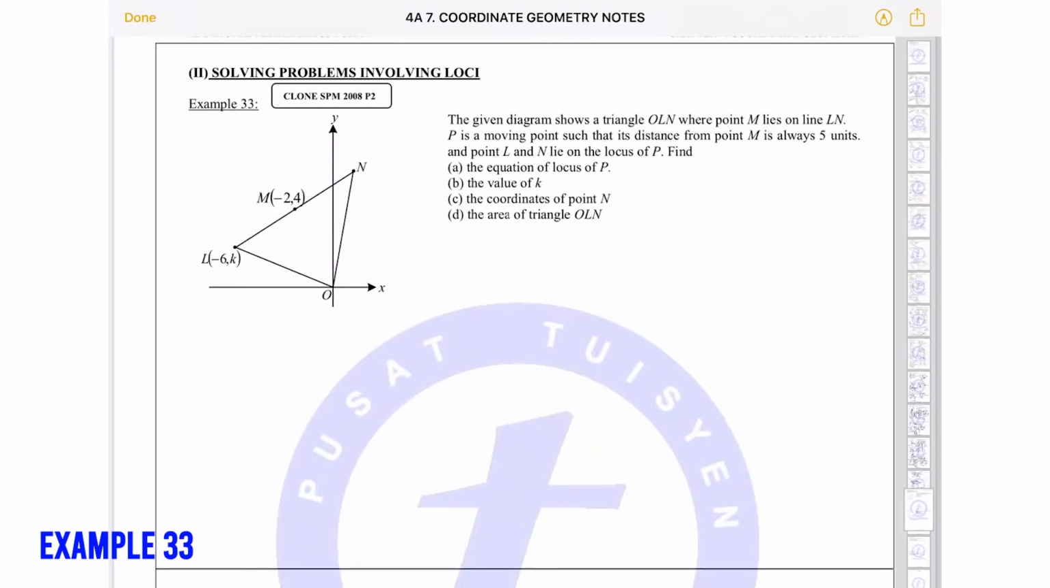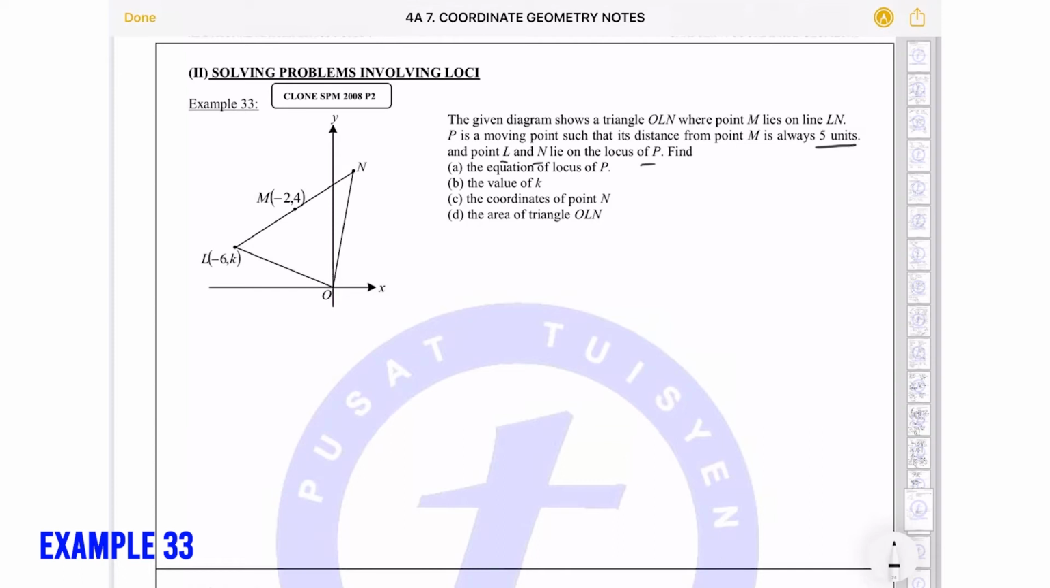Okay, solving problems involving loci. So the diagram shows triangle OLN where point M lies on LN. So P is the moving point such that the distance from point M is always 5 units. It's a locus. Distance from point M is always 5 units. We know it's a circle, right? Remember, that's the first case, constant distance from a fixed point. And LN lies on the locus of P.